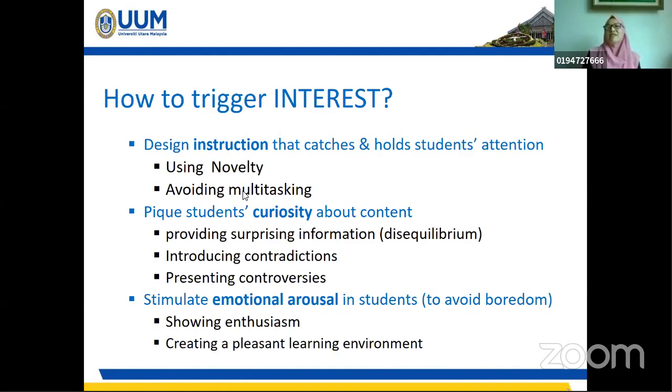They'll not be able to do that. So that's why they are always advising lecturers to get ready, get student attention, hold their attention, catch their attention before you even start your teaching, so that they really focus on the subject matter today. And second, they were talking about piquing students' curiosity about content.